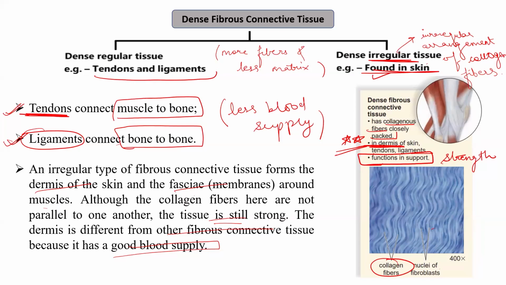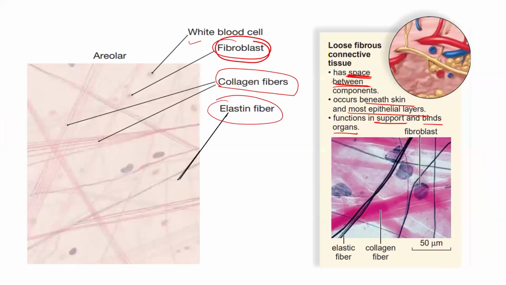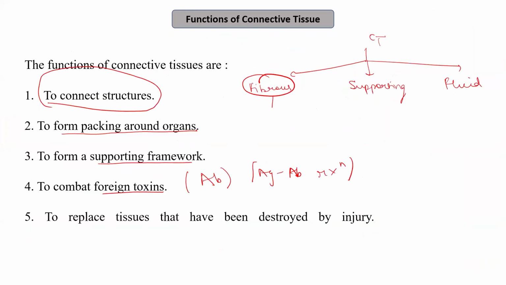So fibrous connective tissue was broadly classified into two types, loose and dense. The loose connective tissue mainly consists of adipose tissue and areolar tissue. In loose connective tissue, we discussed areolar tissue and adipose tissue, where the collagen fibers are arranged parallelly and they have spaces in between the cells.